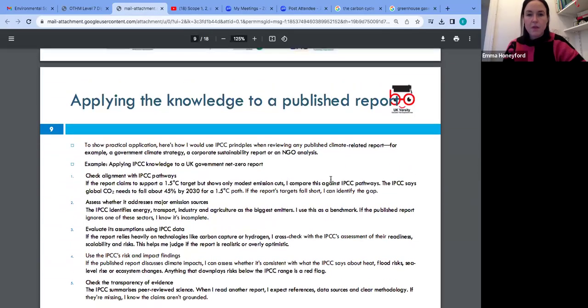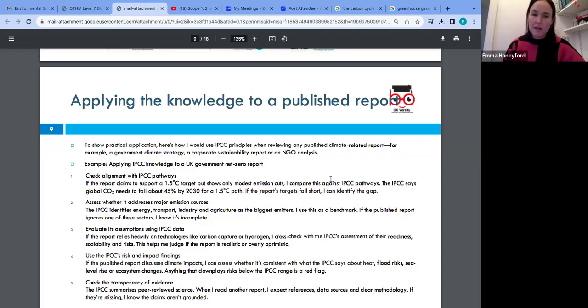So here's an example of how we'd apply this knowledge to a published report. To show practical application, here's an example of how we would use IPCC principles when reviewing any published climate-related report. So for example, it could be a government climate strategy or a CSR report, corporate social responsibility report, or an NGO analysis. So for example, applying the IPCC knowledge to a UK government net zero report.